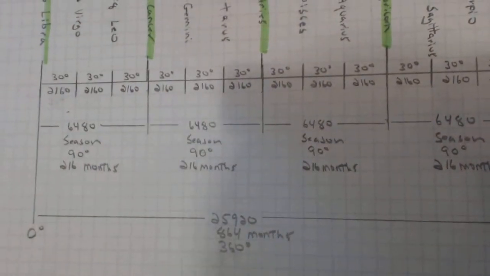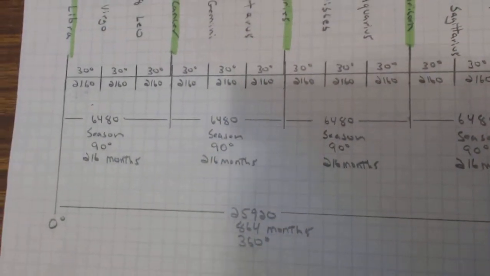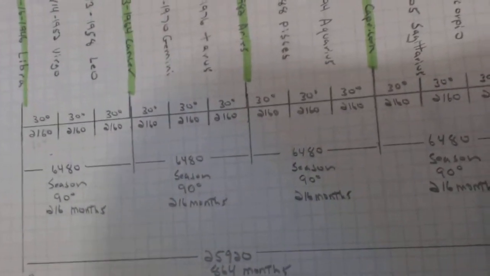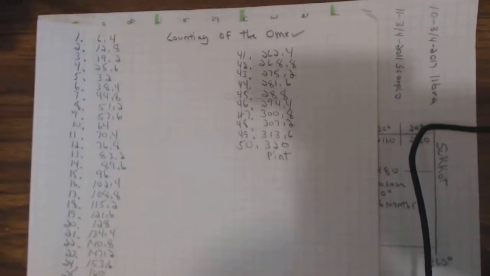All right, I'm going to skip this and go to the counting of the Omer. The counting of the Omer is a biblical counting of a measure or volume of grain that was brought to the temple. Okay, and you count from, I think, the second day of Passover until Pentecost.